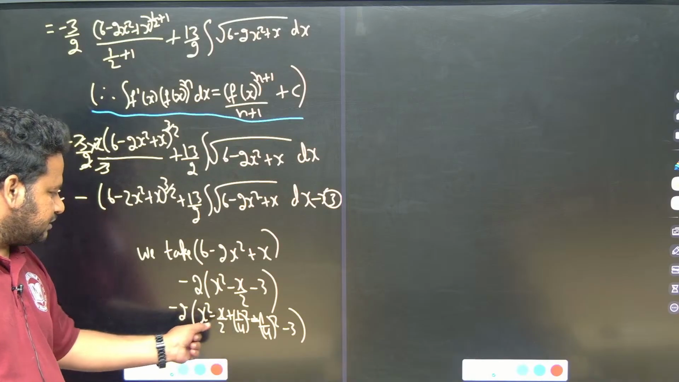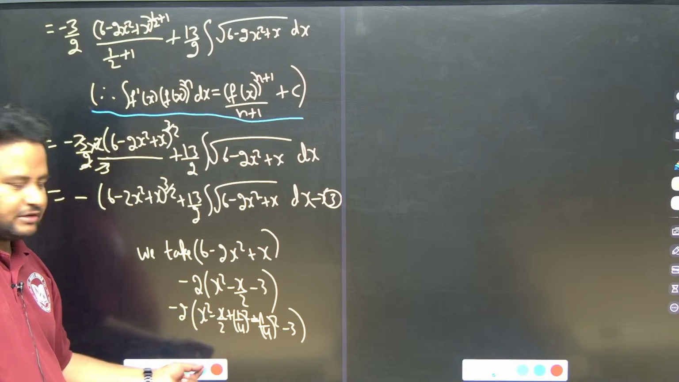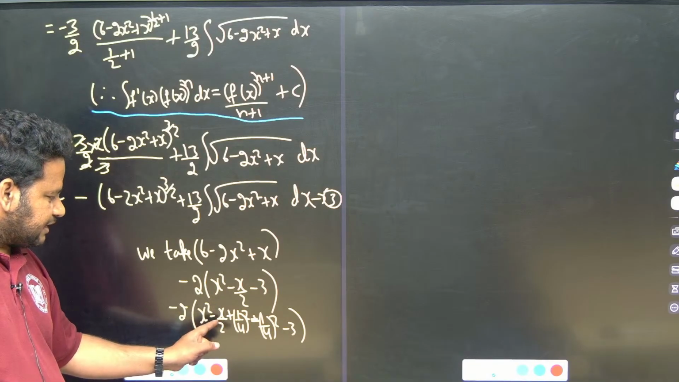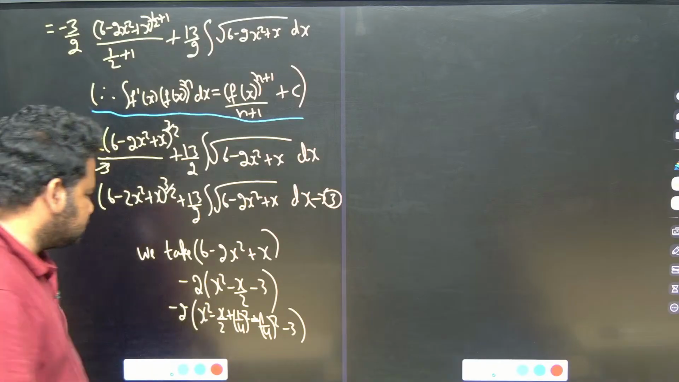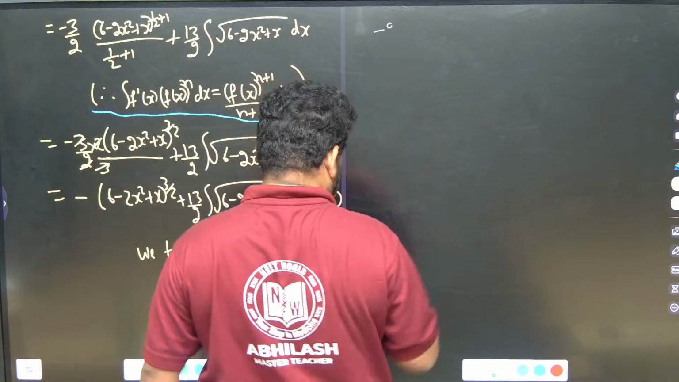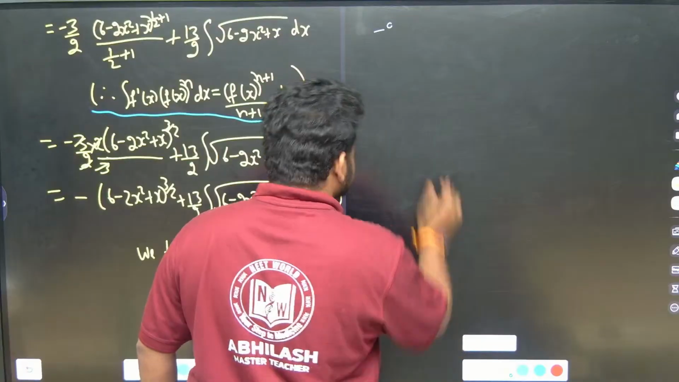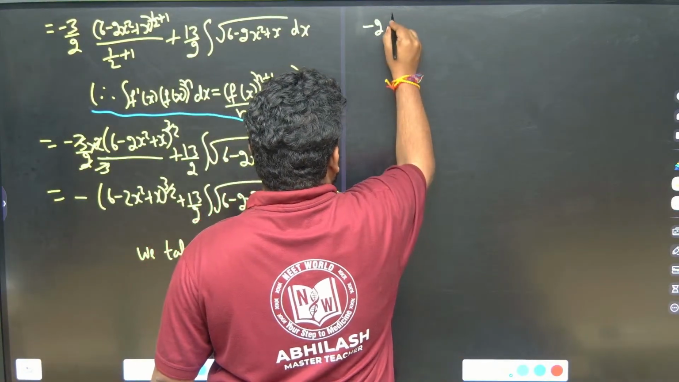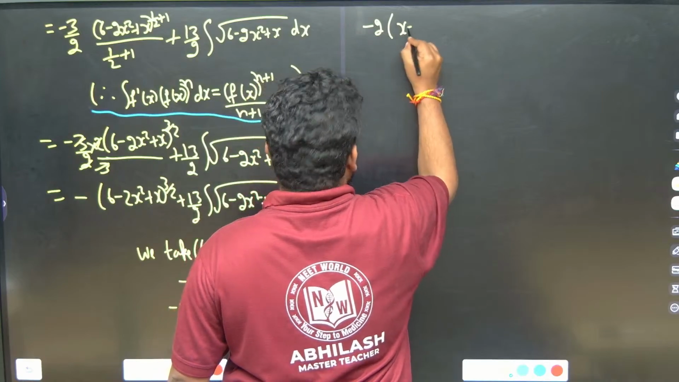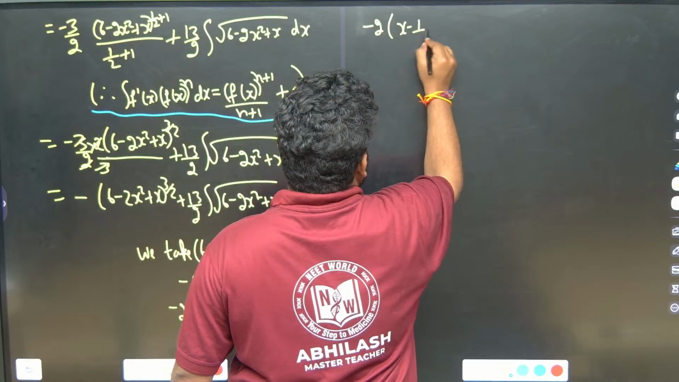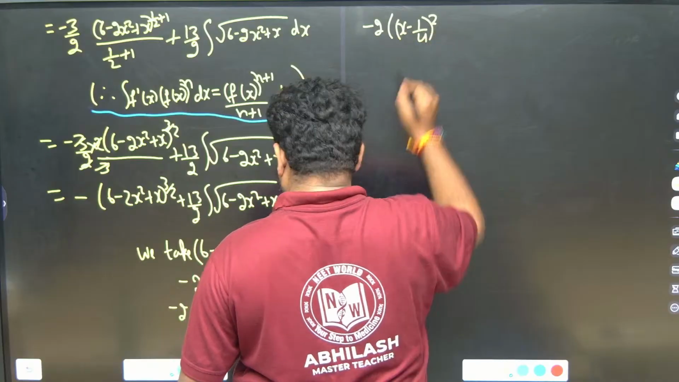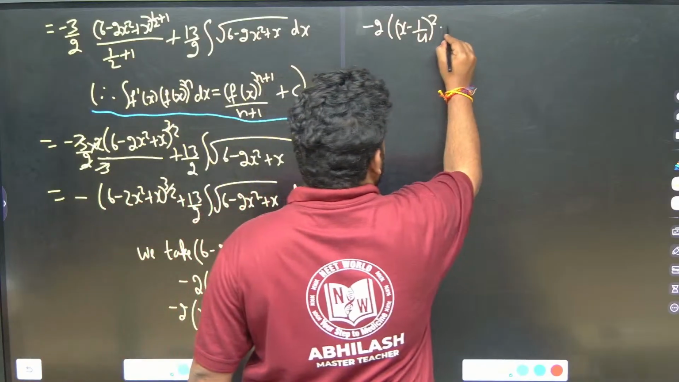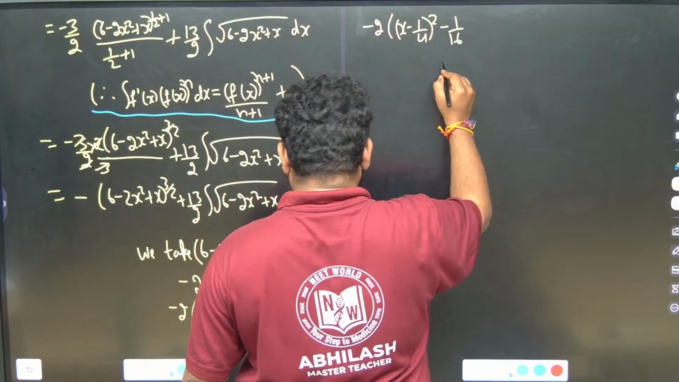Correct now? a square plus b square minus 2ab. 2 into 1 by 4 into x, that is 2 and 4 will get cancelled. So this will become x by 2. Correct? So this will become minus 2 into x minus 1 by 4 whole square, minus 1 by 4 square, minus 3. So this will become minus 1 by 16 minus 3.